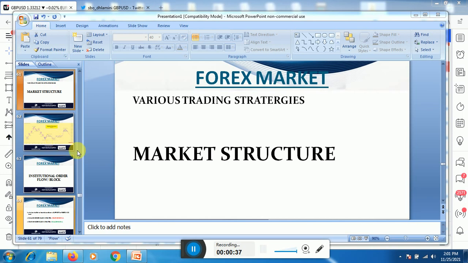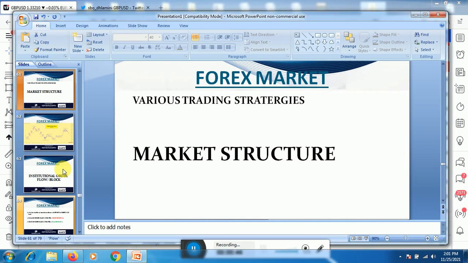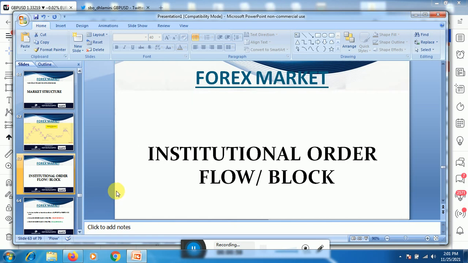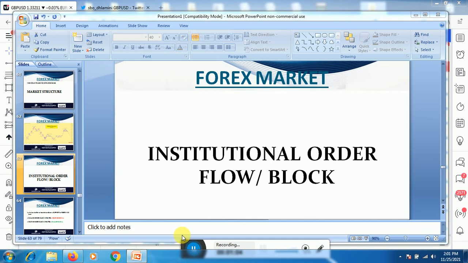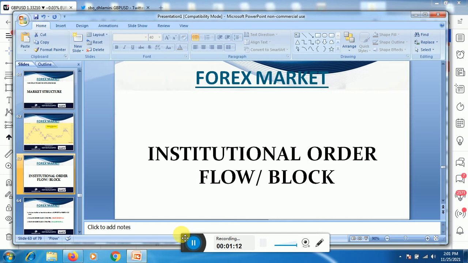So we're going to talk about the first thing that forms the market structure itself. Our first topic is going to be the institutional order flow. Some say institutional order block, some say institutional order flow. So it's almost one and the same thing. Either you call it an order block or an order flow, it's almost one and the same thing.